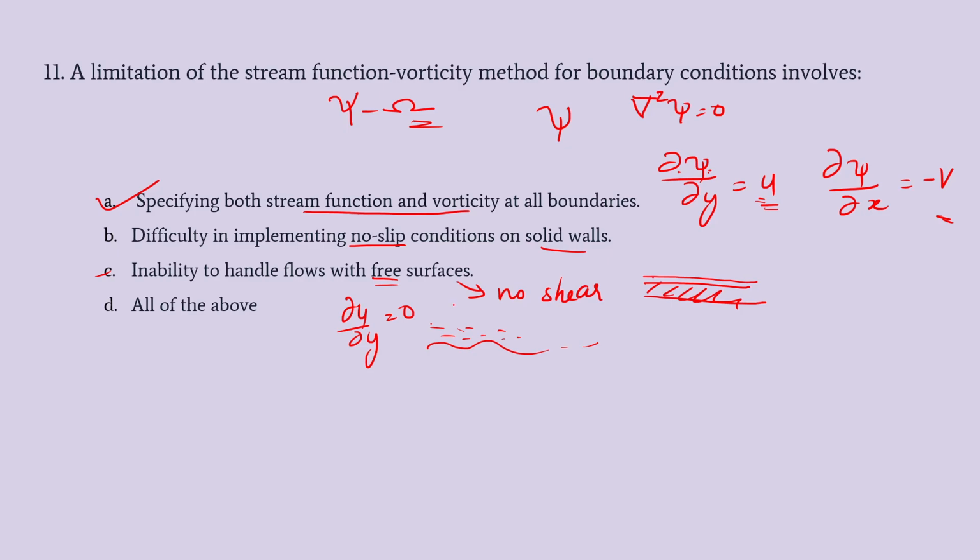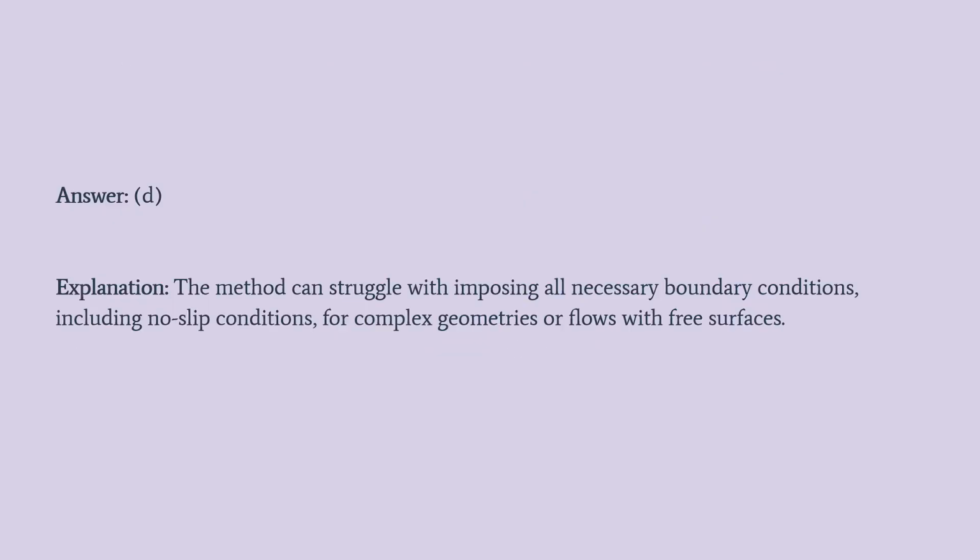So all the three become valid when we are using stream function vorticity method. So our right answer is option D, all of the above. That is, stream function vorticity method can struggle with imposing all necessary boundary conditions, including no slip, complex geometry flows, free surface flows, everything, because everything we have to remodel in terms of psi and omega.